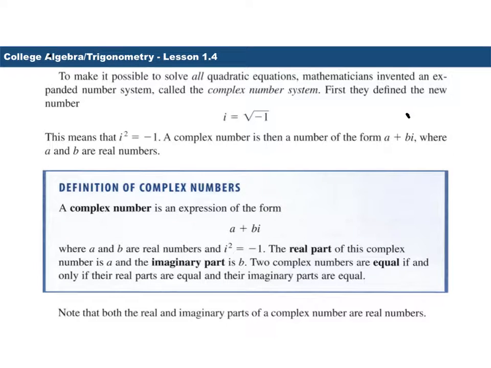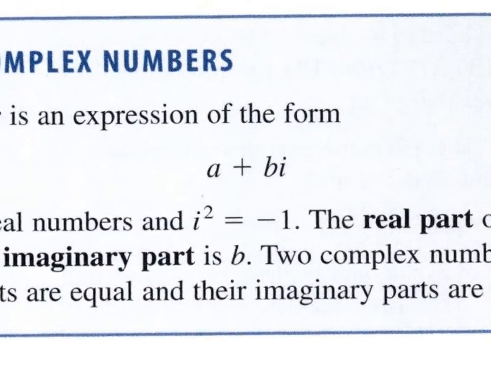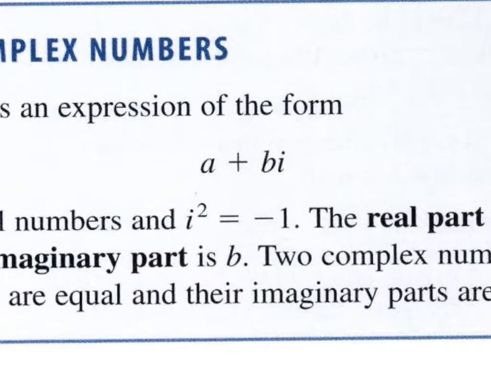This is section 1.4, and we're talking about complex numbers. A complex number has a real part and an imaginary part. If I show you this, a plus bi, how do I know what the real part is? It doesn't have an i. What does the imaginary part have? An i. Do you guys see that?